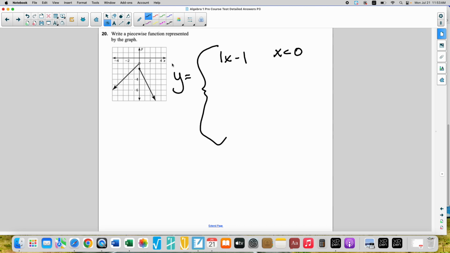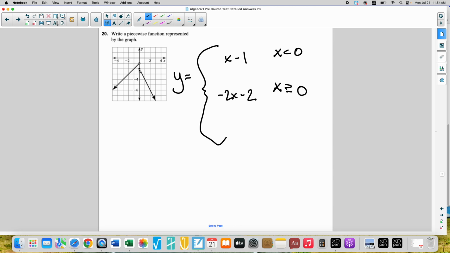And then when x is greater than or equal to 0, we have a -2, sorry, -2, because it goes down 2 to the right 1. -2x, and then it starts at -2. So as x is less than 0, we use this formula, and we're going to erase that 1 because we don't need the coefficient 1. It's understood there's a 1. x minus 1, and when x is greater than or equal to 0, we're going to use this graph.